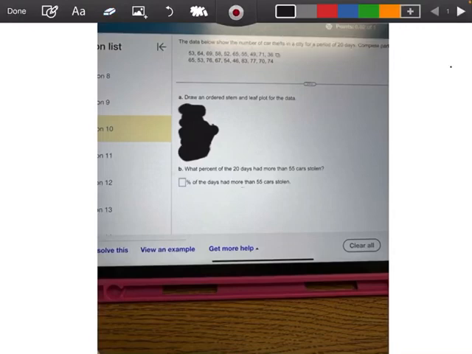All right, so y'all, this is a homework problem. This is problem number 10. I don't remember what section it is, okay? But it is problem number 10. It's dealing with stem and leaf plots, okay?